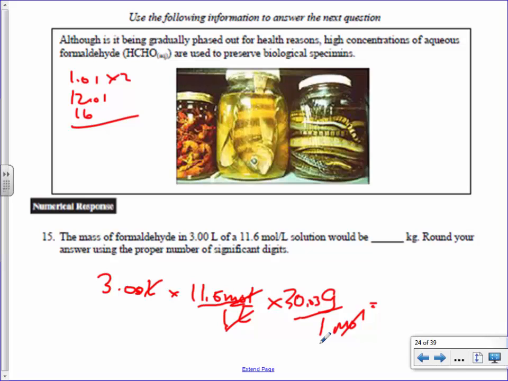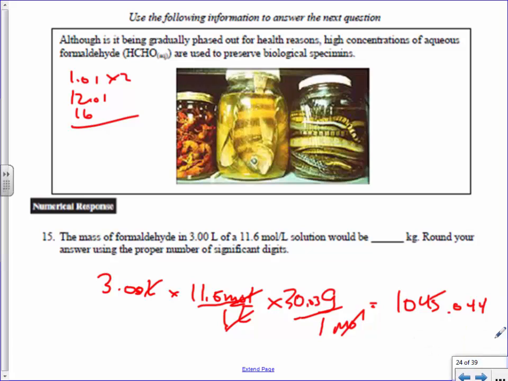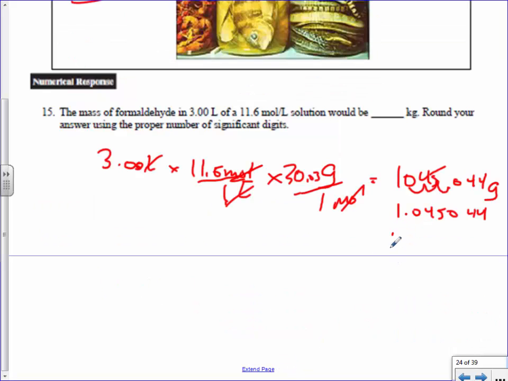So let's try this. 3 times 11.6 times 30.03. I get a big answer. 1045.044. Good. So there's the next twist here: not only did you have to get this in grams, you got to make it kilograms. That means you got to divide by 1,000 by bringing the decimal place over a few times, which makes it 1.045044. And then getting sig digs right, you only get 3 sig digs. So it's 1.04, except this 5 right here rounds it up. So the correct answer should have been 1.05.